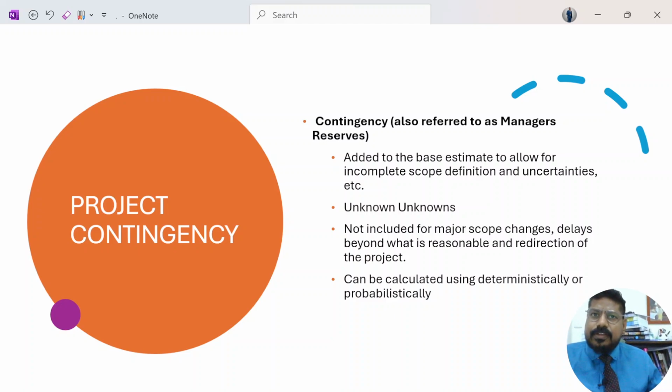Now person A has 80, let's say, whichever currency you want to consider, 80 crore INR. Out of 80, he will put, let's say, 10 crore separate, which will not be used. That 10 crore kept separate is known as contingency reserve.